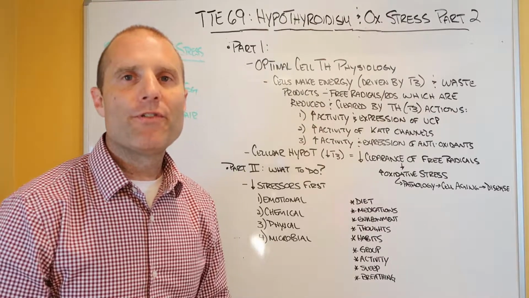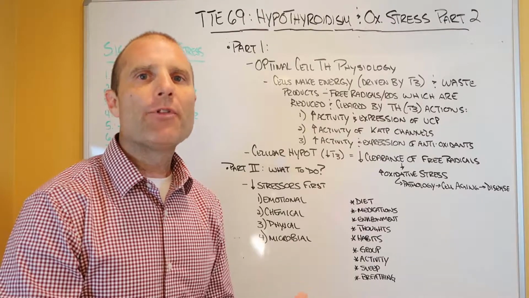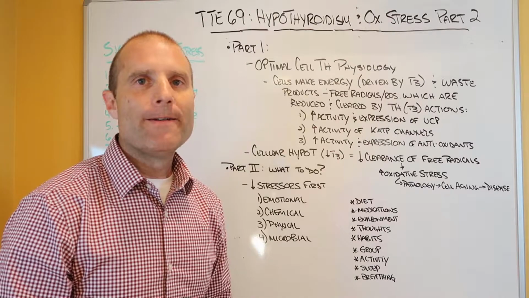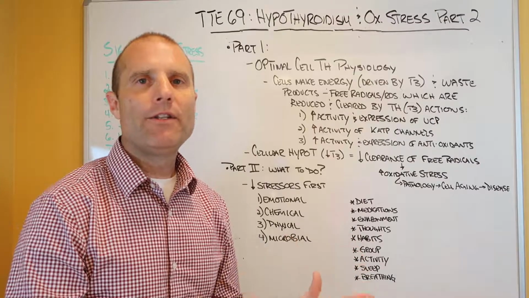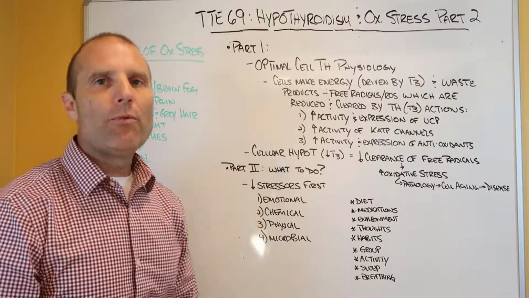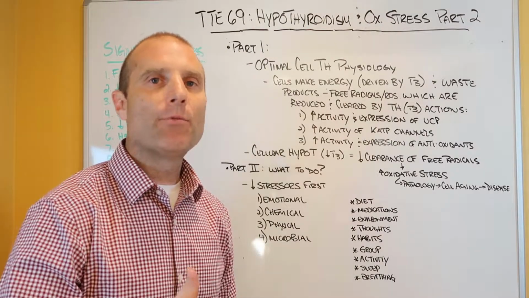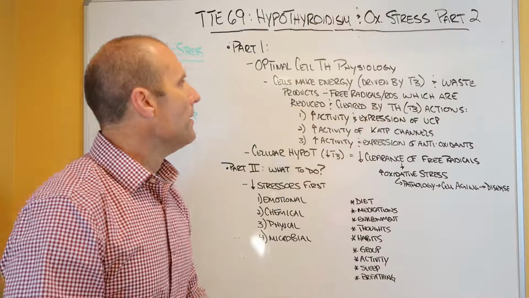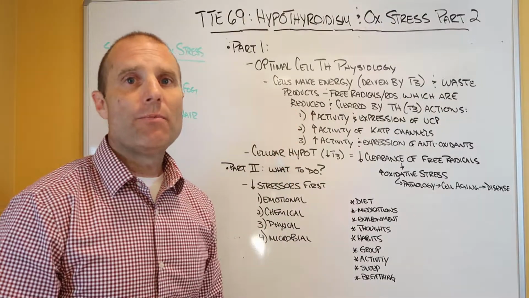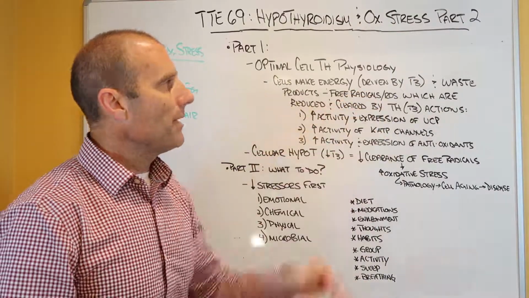We're back for another edition of Thyroid Thursday, and today I wanted to continue the discussion about hypothyroidism and oxidative stress. There was so much content last time, I needed to go back and review that one more time. So in part one, we talked about when we have optimal cell health and optimal cell physiology, and especially optimal thyroid physiology, your cells make energy. That's what makes you feel good, feel alive, have lots of energy. And that's driven by T3.